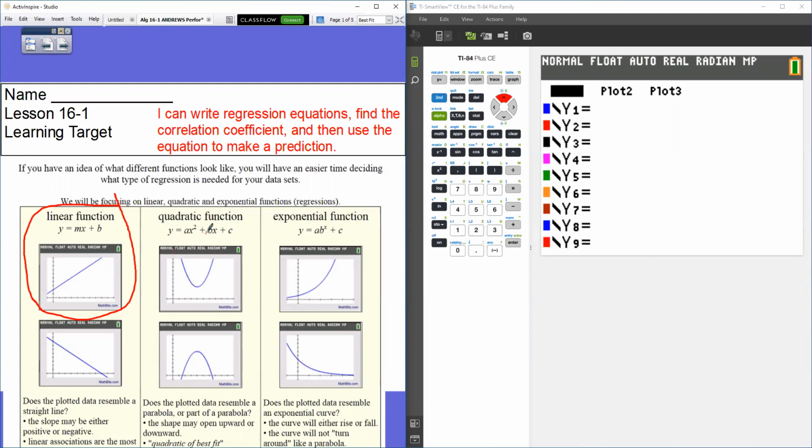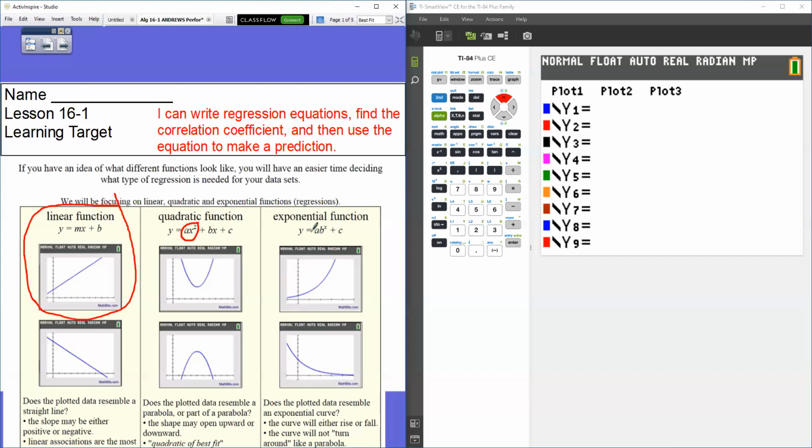A quadratic function forms a parabola. It might be a U shape like this. It might be an upside down U shape, but a quadratic function looks like this. Remember that a quadratic function always has the x squared term in it, all right? That's sort of your clue that it is a quadratic function.